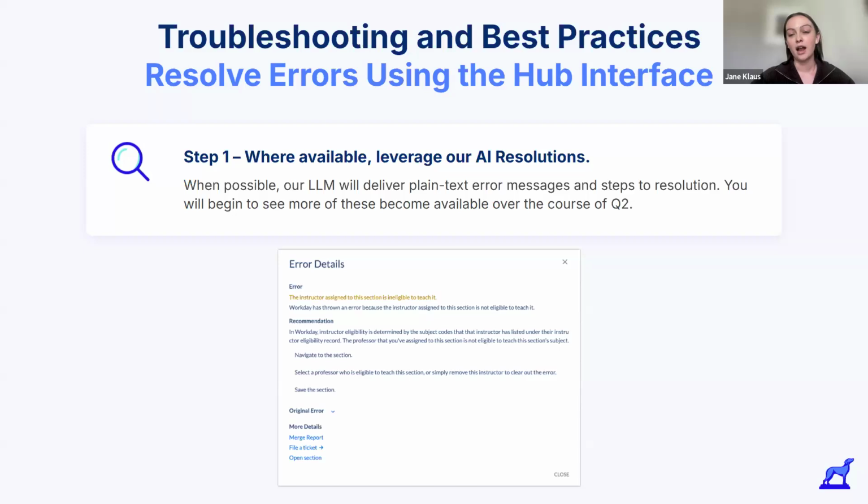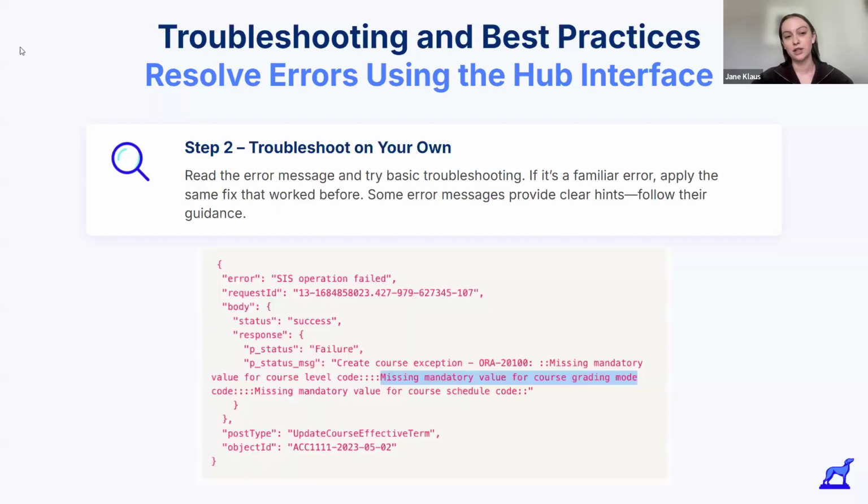Now, we do not have AI resolutions available for all error messages yet. So let's go into step 2, which is really to try to troubleshoot the error on your own. Let's say that there's not yet an LLM resolution. First of all, if you take a look at the error message, some error messages provide a pretty clear message about what needs to be corrected.